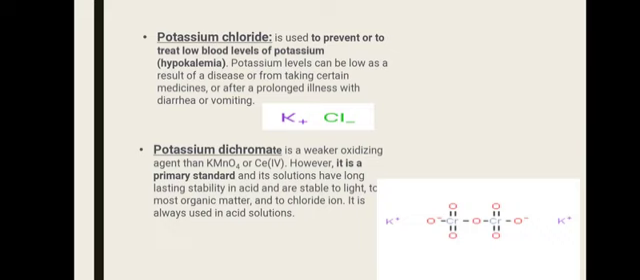Potassium dichromate is a weaker oxidizing agent than KMnO4 or Ce. However, it is a primary standard and its solutions have long-lasting stability in acids and are stable to light, most organic matter and to chloride ion. It's always used in acid solutions. This is the formula: K+ O- Cr double bond O, double bond O, single bond O, Cr double bond O, O- K+.